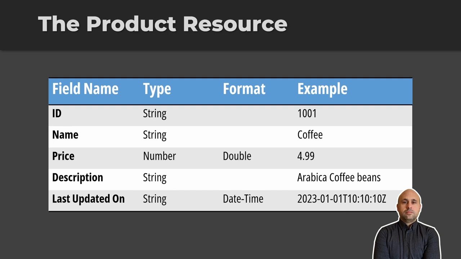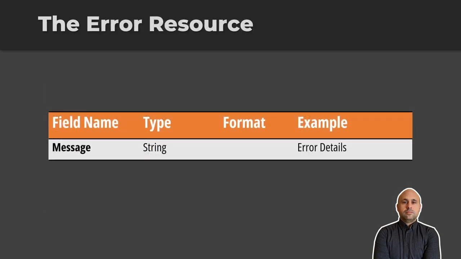Things can go wrong in our API, and if an operation fails, we need to give information back to our client. Thus, we also plan the representation of the error. We are going to keep it simple and just have one message property.